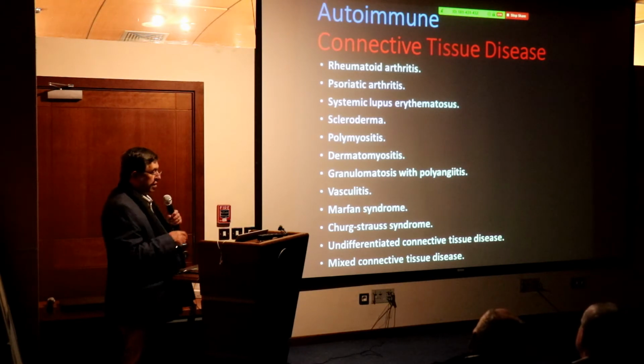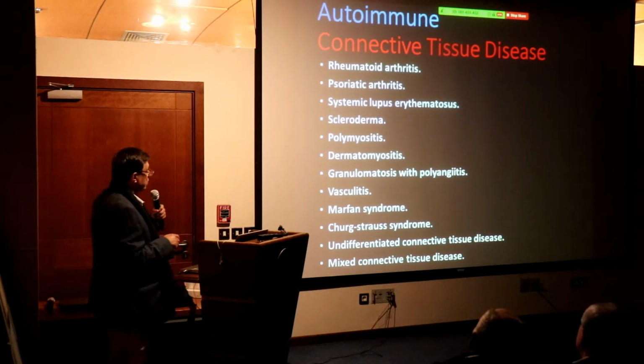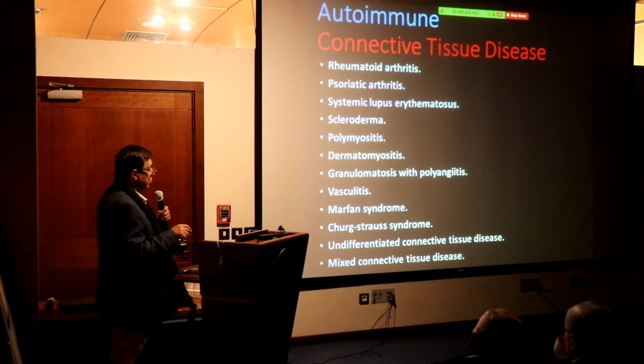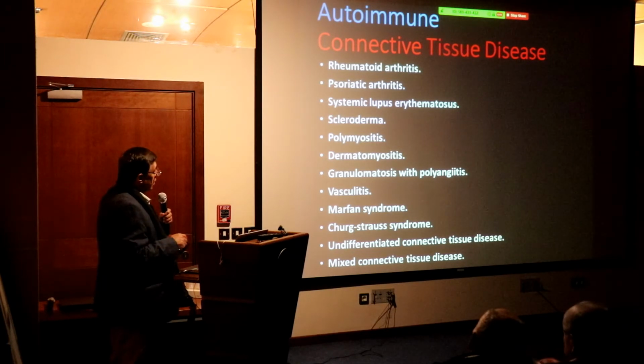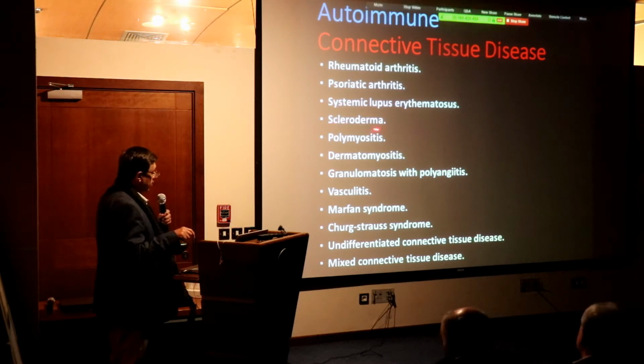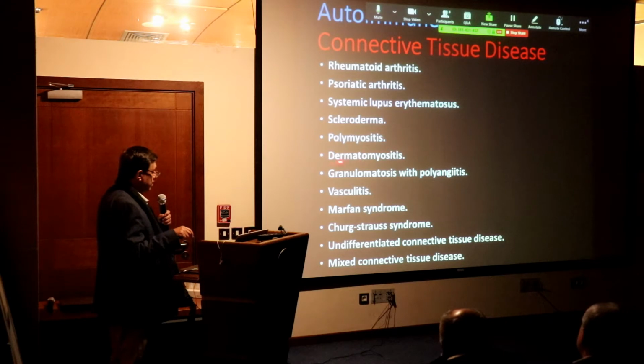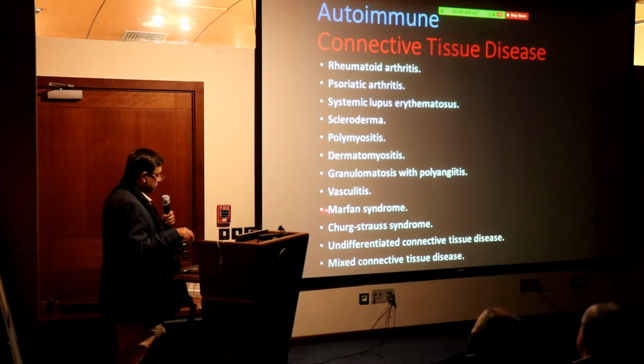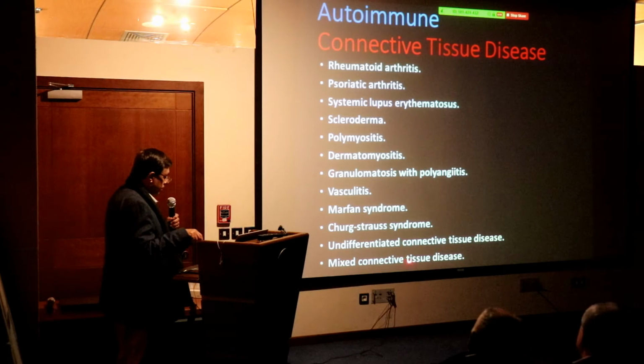We take a specific group of connective tissue disease, which is the autoimmune connective tissue disease. It includes diseases that are known to you: rheumatoid arthritis, psoriatic arthritis, SLE, scleroderma, polymyositis, dermatomyositis, granulomatosis, vasculitis, Marfan syndrome, Churg-Strauss syndrome, undifferentiated connective tissue disease, and mixed connective tissue disease.